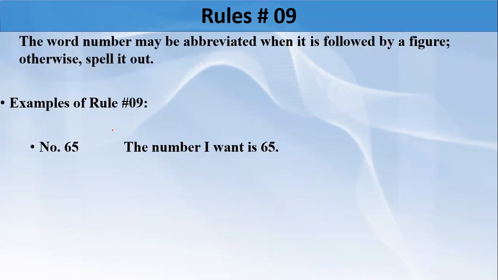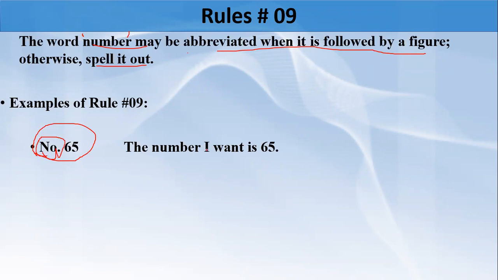Rule number 9, the word number, N-U-M-B-E-R. This word can be abbreviated when it is followed by a figure. Otherwise, you must spell it out, number. If it is followed by a number, by a figure, like number 65, then you may write the abbreviated form, N-O followed by a dot.